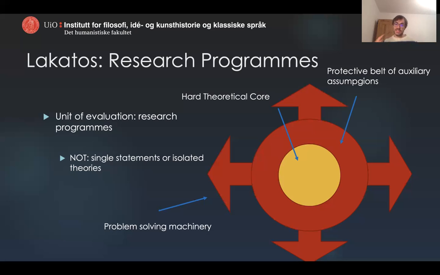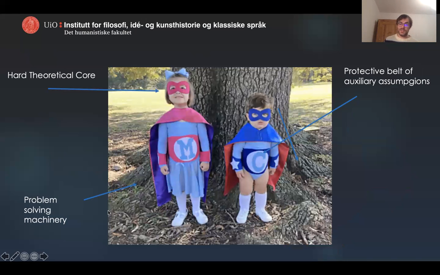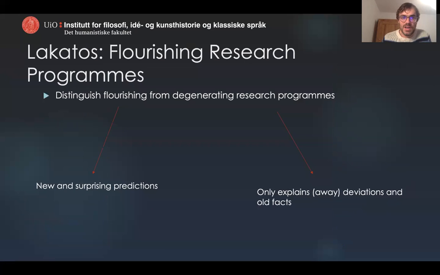Okay. So that's a science: it has a core, auxiliary assumptions, and a problem-solving machinery. Or there's another depiction. Science has a hard core, then a protective belt, and then certain problem-solving capacities. Like a superhero. And now we can distinguish a flourishing research program from one that Lakatos calls degenerating. A flourishing research program will make new and surprising predictions, whereas a degenerating one only really explains old facts that we already knew about and explains away deviations.